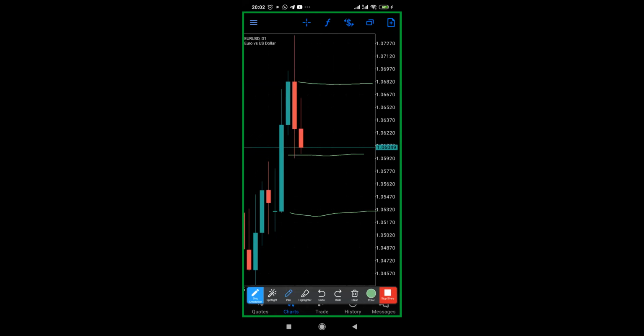Let me write this down so that I don't go back and forth. My stop loss is going to be 1.06820. Take profit is 1.05320.